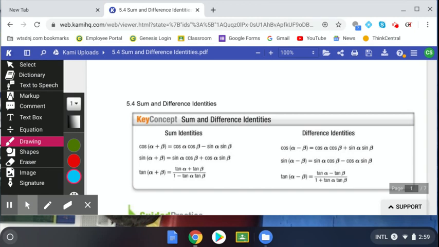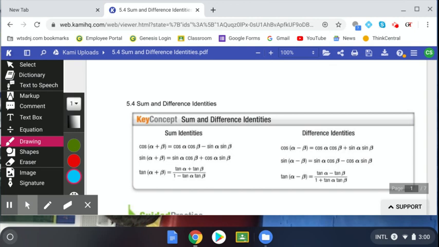It says that the sum of angle alpha plus angle beta is equal to the sum cosine. I'm going to refer to alpha as being the first angle and beta being the second angle. So cosine of the first plus the second is cosine of the first, cosine of the second, minus sine of the first, sine of the second. Sine of the first plus the second is equal to sine of the first, cosine of the second, plus cosine of the first, sine of the second. And tangent of the first plus the second is equal to tangent of the first plus tangent of the second over 1 minus tangent of the first, tangent of the second.